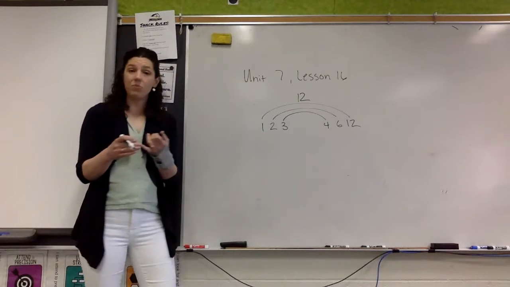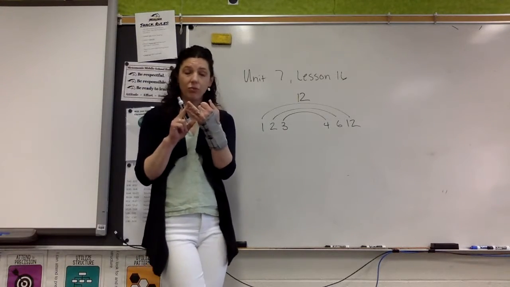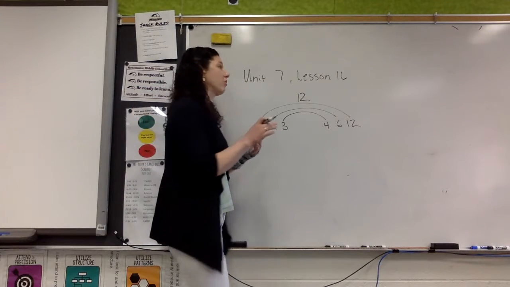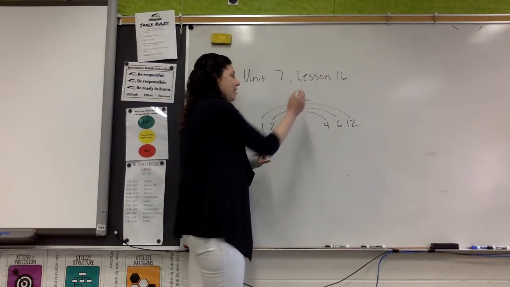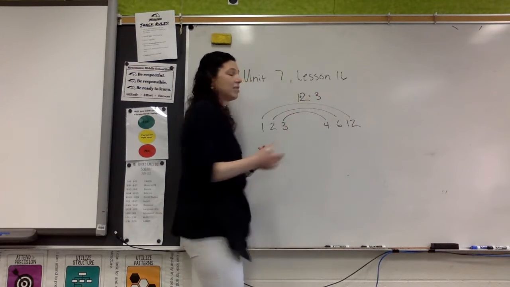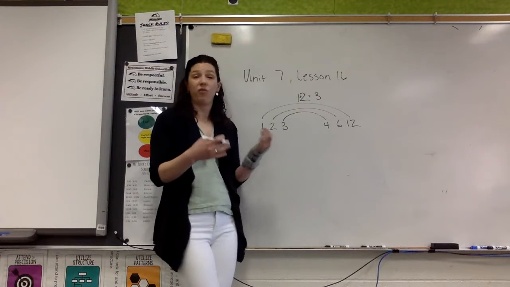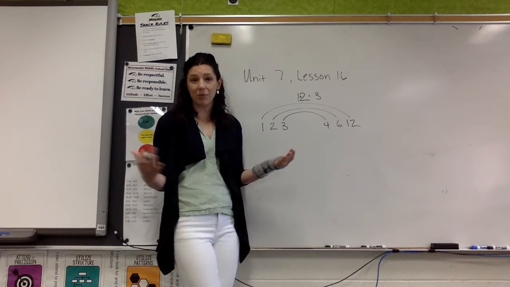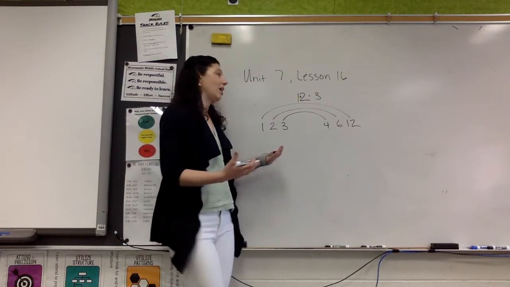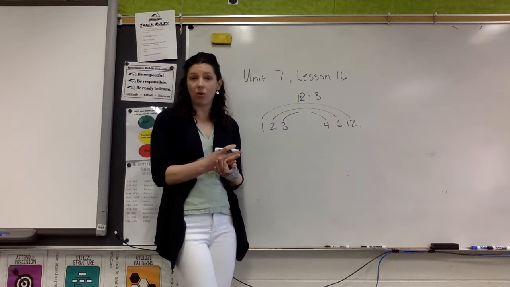Okay. Some things to think about. 1 is always a factor. All even numbers are divisible by 2. A quick factor check for 3 is if you can add the digits in a number, like 1 plus 2 equals 3, and the sum is divisible by 3, that number is divisible by 3. For 4, all numbers divisible by 4 are even numbers. If I'm doing 5, the number should end in a 0 or a 5.